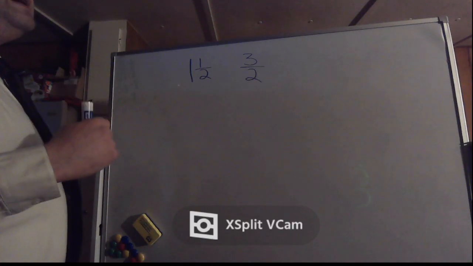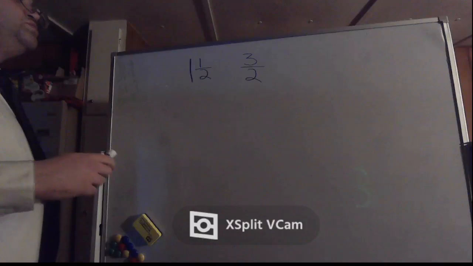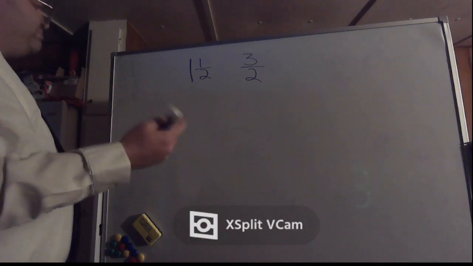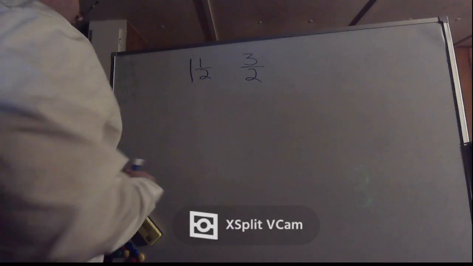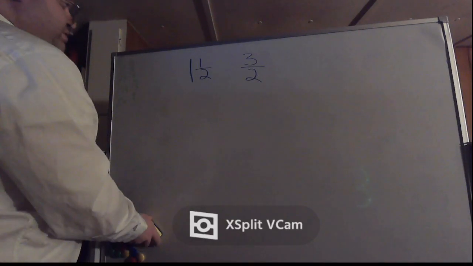What do we mean by improper fraction? An improper fraction occurs when the numerator is bigger than the denominator. That's an improper fraction. But we can convert between mixed numbers and improper fractions. I'm going to show you how.